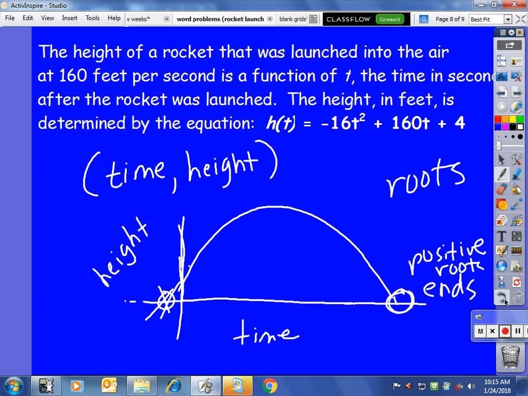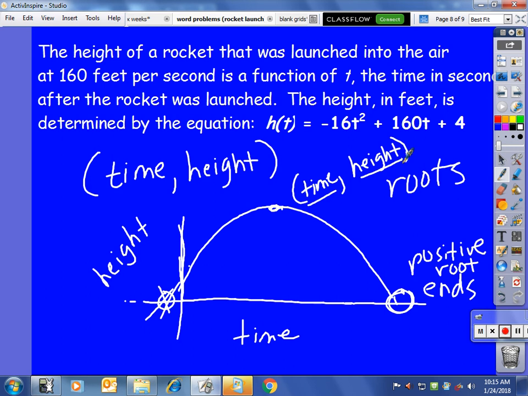What else have we done? Vertex. What do you think the vertex is going to tell me? It's going to tell me the maximum height, and it's also going to tell me the time it took to get to this maximum height. The vertex is going to tell me how long it took to get to its maximum height, as well as how high this rocket will go. The highest height it's ever going to go.